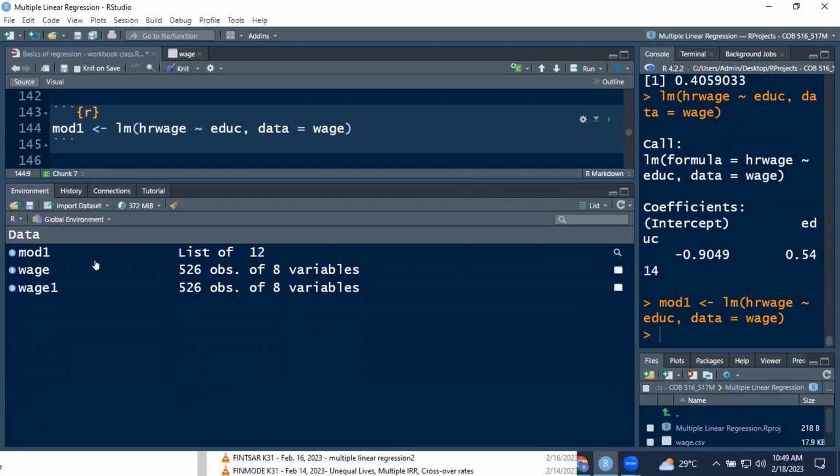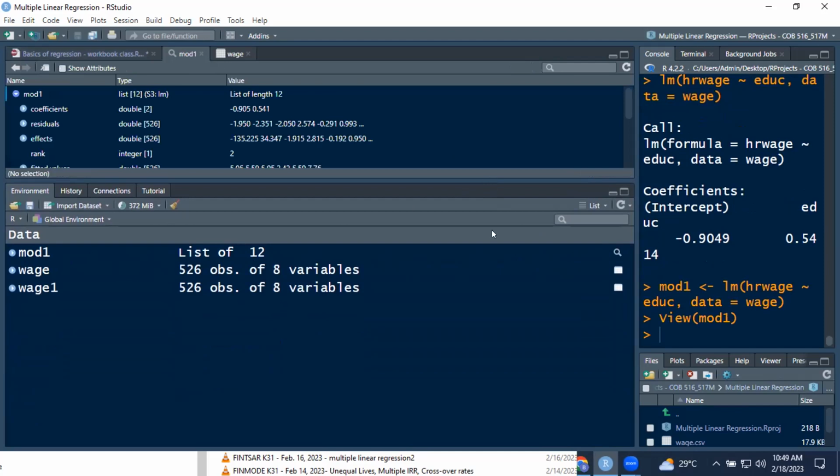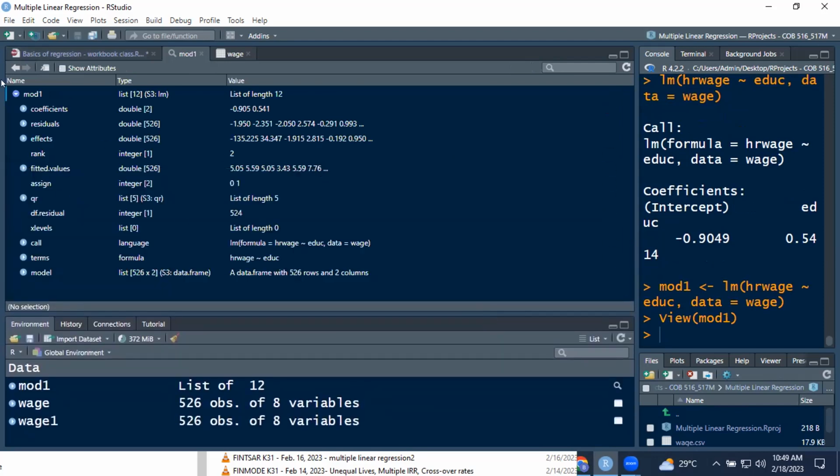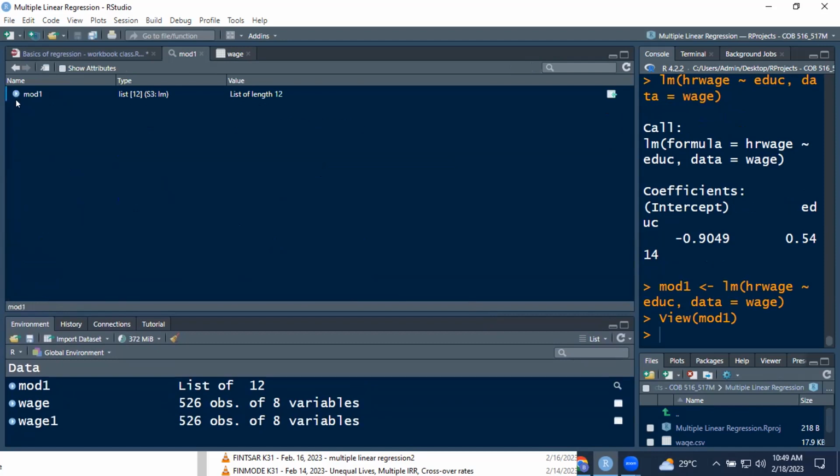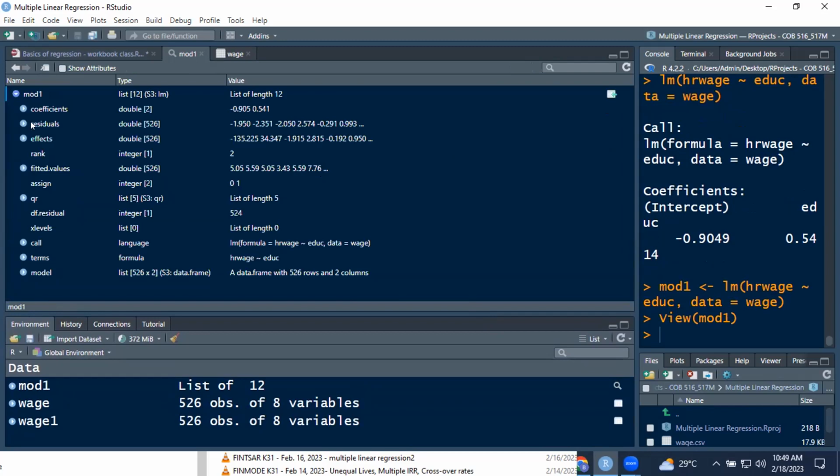Yan, class. And mod1 is a list. Yun yung list of 12. 12 yung laman niya. If I click this, lalabas siya dito sa window dito. Ito yung mod1. If I click this, matatago yung laman. This one will generate what's inside here. Tapos tingnan nyo class yung mga objects niya. 1, 2, 3, 4, 5, 6, 7, 8, 9, 10, 11, 12. 12 lahat.